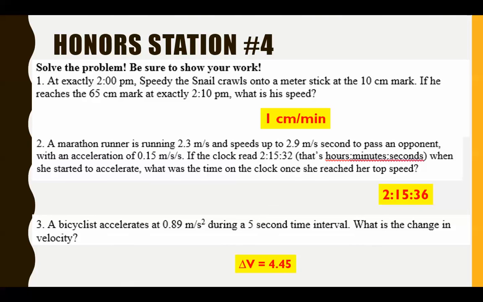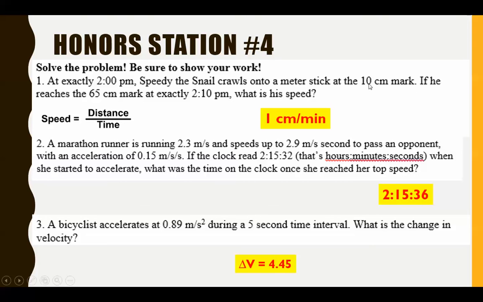On station 4, this one has some difficulties with the time part of it, so this is the hardest part. On the first one, we're given some information about Speedy the snail, and we want to know what his speed was. So we're going to have to go back to our old equation for speed, distance divided by time, and we plug in the things that we know.